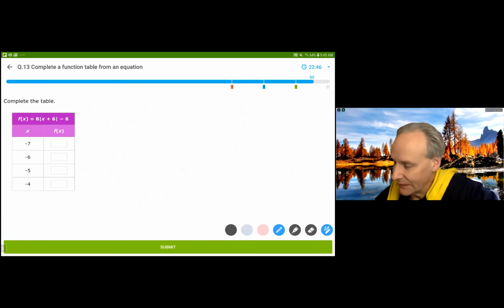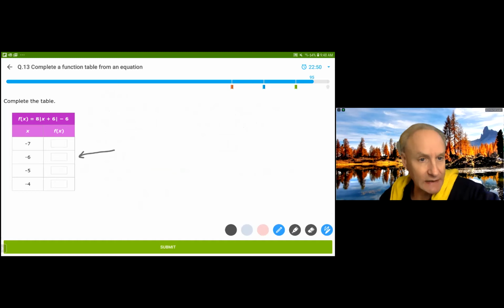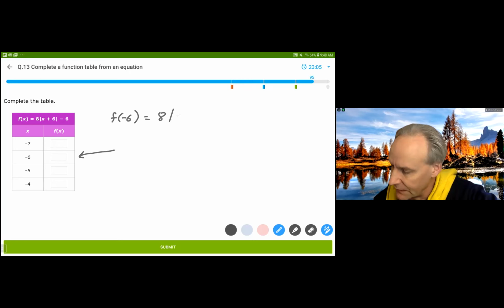All right, we've got an absolute value again. I want you to pay attention to this one. That's going to be my vertex, and the reason it's my vertex is that it's zeroing out that absolute value part. When I put that negative 6 in, I'm going to write it out just so you can see it. F of negative 6 is equal to 8 times the absolute value of negative 6 plus 6, minus 6. This negative 6 is a special point because it zeroes all this out and gives me negative 6.